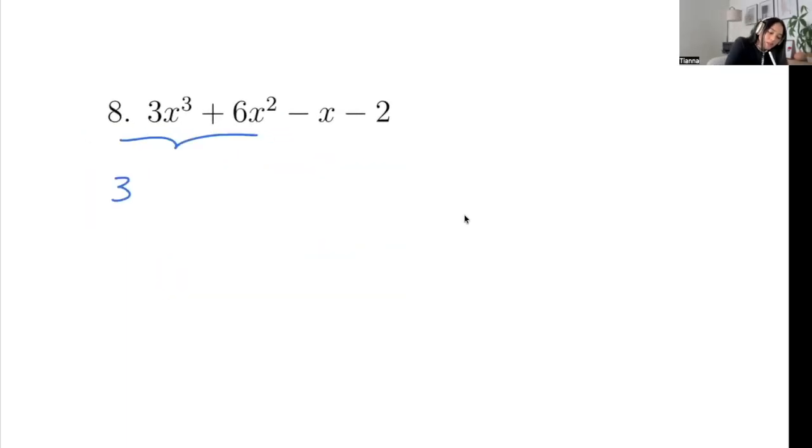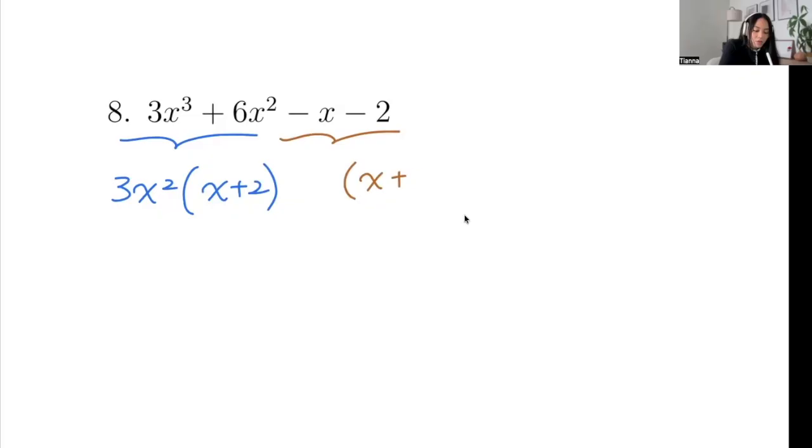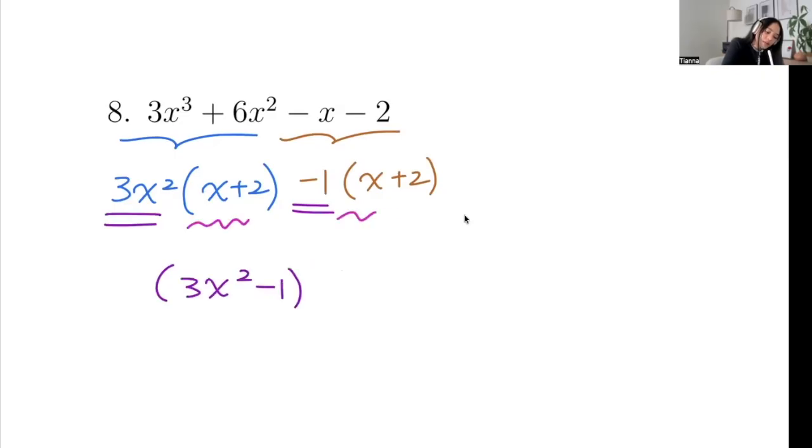Let's take a look at 8. From our first two, we can take out a 3x squared, so x plus 2. And then again, this is the type where we have to think about, do we want to pull out a 1 or a negative 1? So in order to make it true, we would need to pull out a negative 1. And what I mean by in order to make it true is if we redistribute it here to get negative x minus 2 again, we would need to pull out a negative 1. And then again, we want our parentheses to be the same so that we can group them for our answer. So group our outsides and our insides.